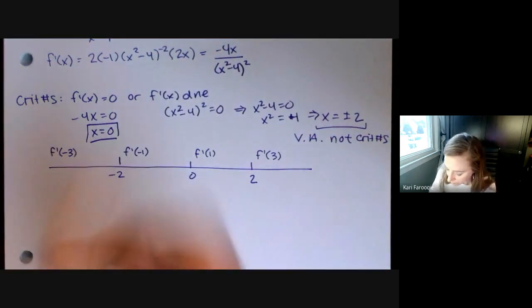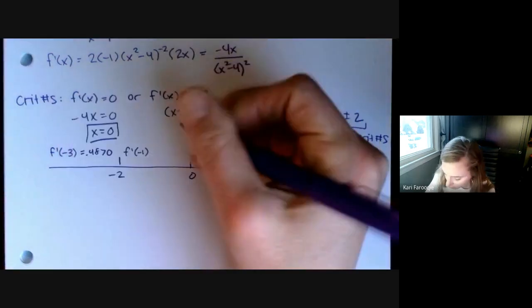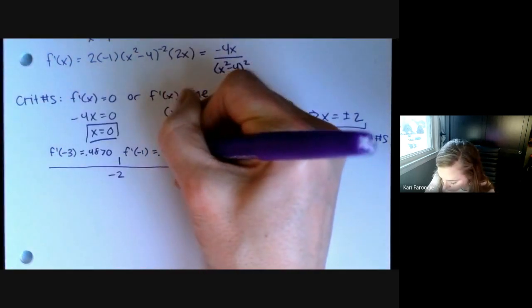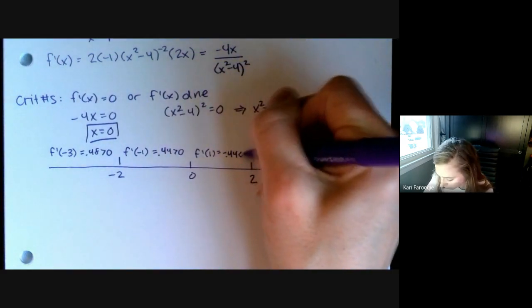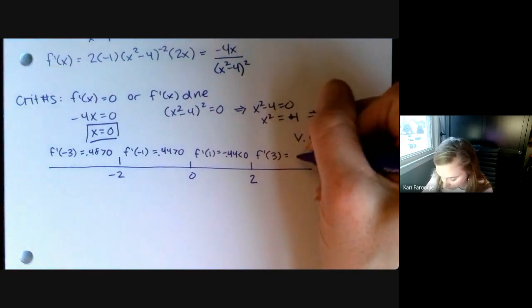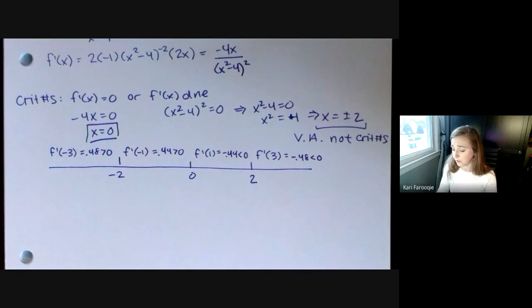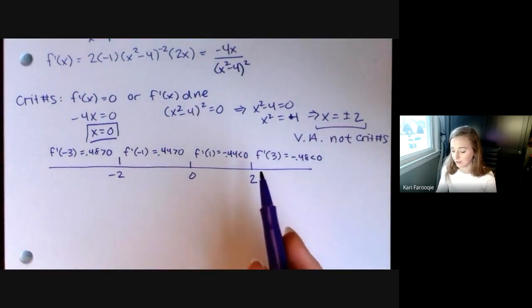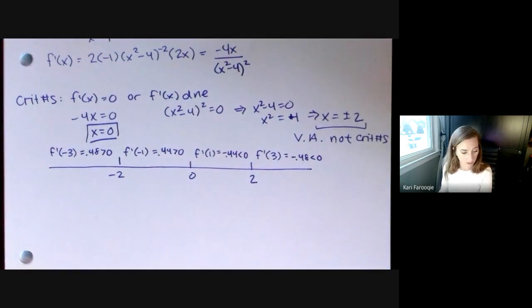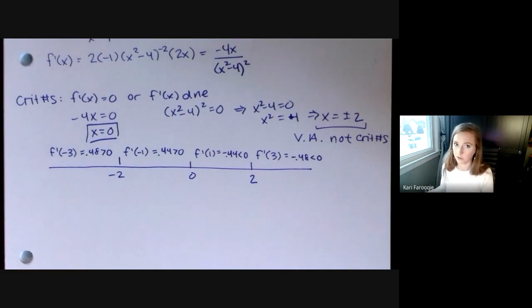So let's see. Positive, positive, negative, and negative. I like for you to tell me what the value is so that I know that you actually checked these and you're not just saying, oh, I looked at the graph on my calculator and was able to determine what was happening on that interval. Because that's not what I'm asking you to do. I ask you to show your work.